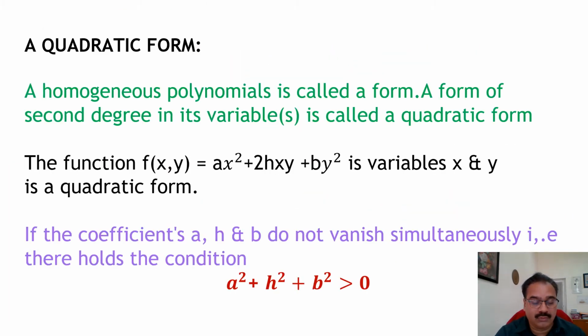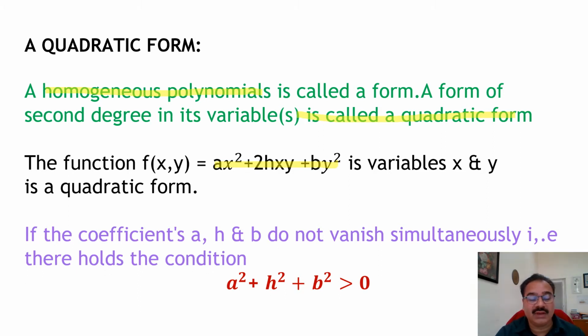Now, if you remember, a homogeneous polynomial is called a form, and a form of second degree in its variables is called a quadratic form. Like this, if the function f of x, y is equal to a x square plus twice h x y plus b y square, in variables x and y, it is a quadratic form.